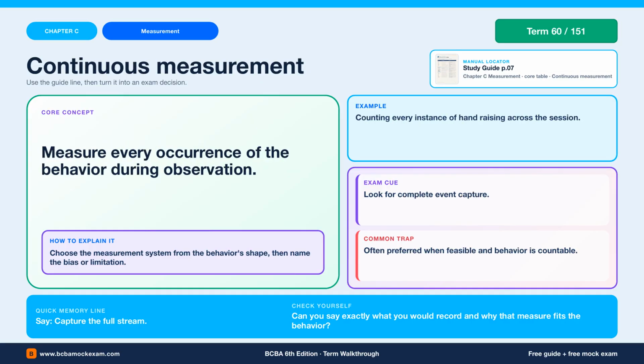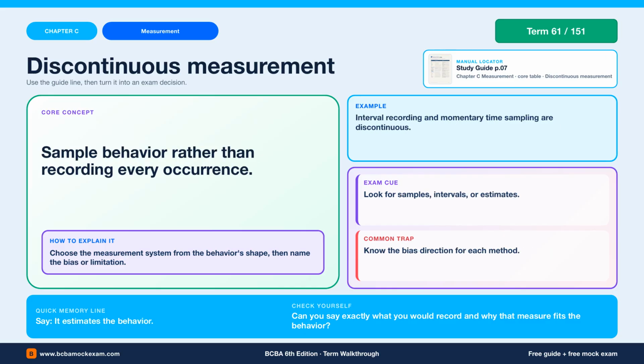Continuous measurement. Continuous measurement captures every instance of the target behavior during observation. Count, rate, duration, latency, and IRT can be continuous measures. The exam cue is every occurrence being measured. The trap is assuming continuous measurement is always required. It is stronger when feasible, but some situations require sampling. Memory line: Continuous tries to catch every event.